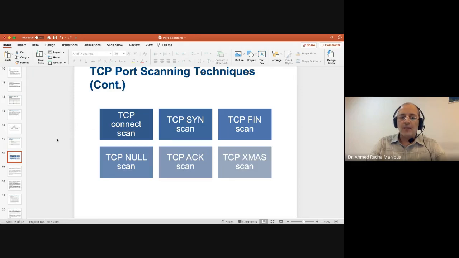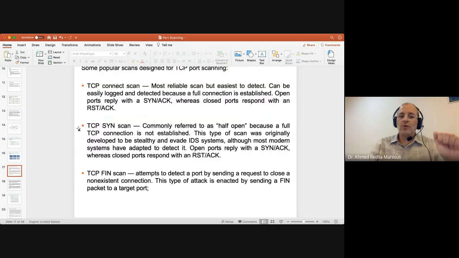In port scanning, we do have the TCP connect scan. All those are part of port scanning. There are ways of verifying whether some ports are open or closed and so on. We do have a SYN scan, a FIN scan, a Christmas scan, an ACK scan, and a null scan. All those are based on the flags. Let's have a look at the TCP connect scan.